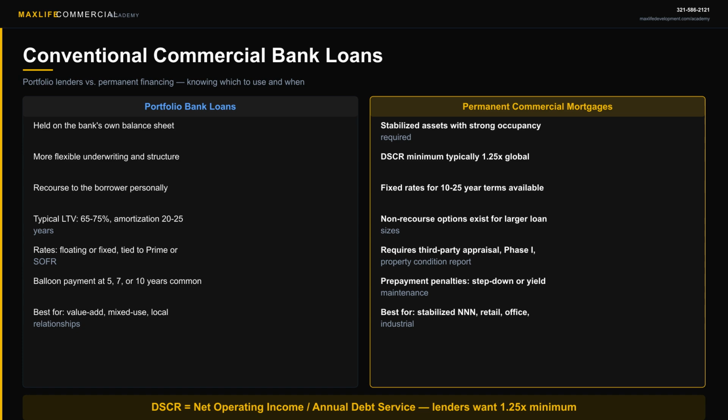The number tying it all together is the one on screen. Debt service coverage ratio equals net operating income divided by annual debt service, and lenders want 1.25 times as their floor. Master that calculation and you'll think like the underwriter before you ever pick up the phone.